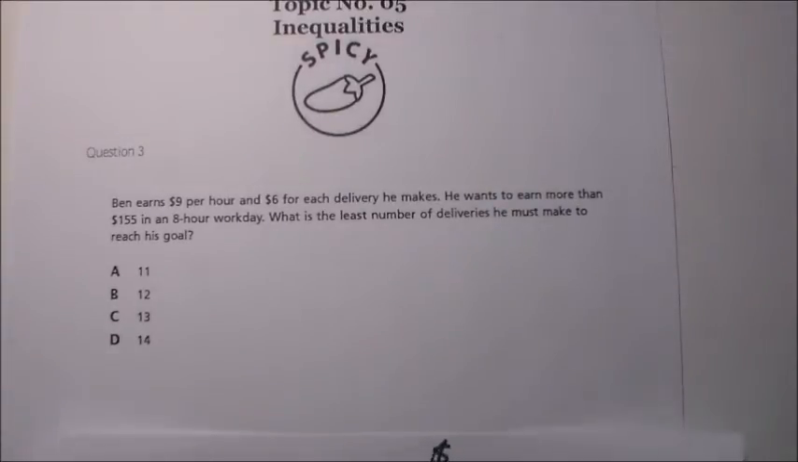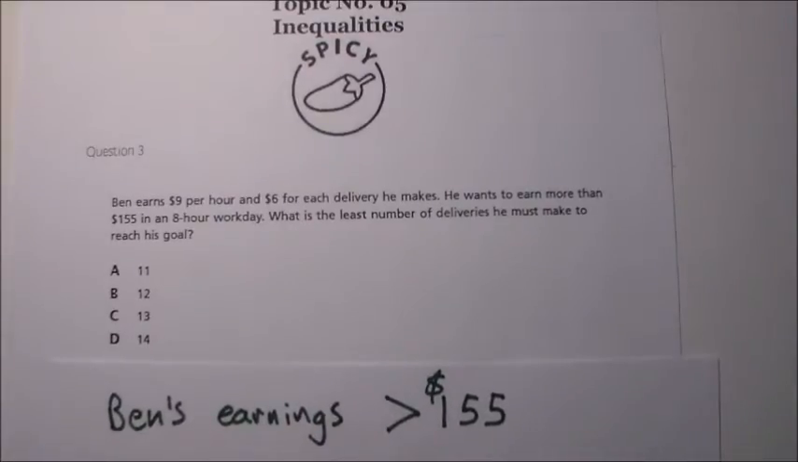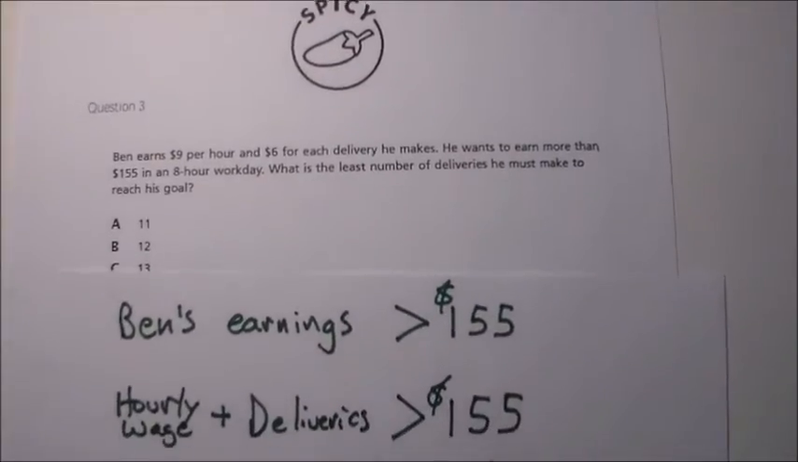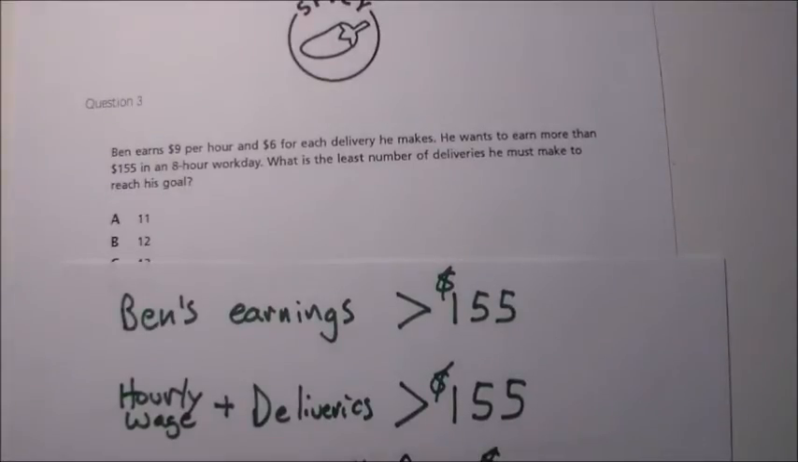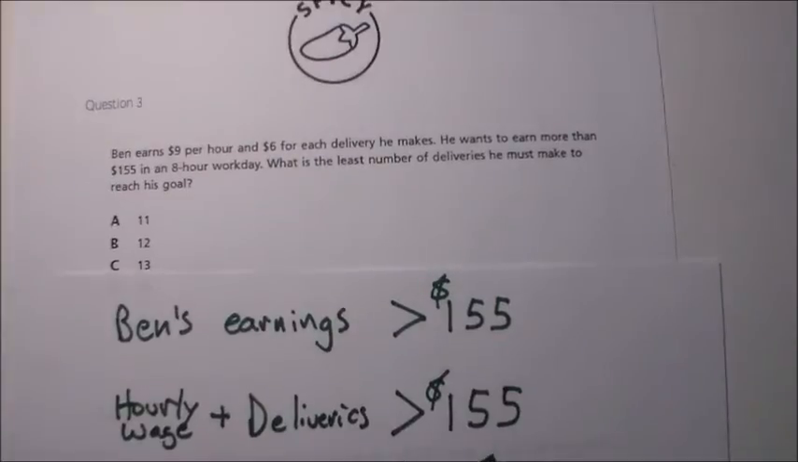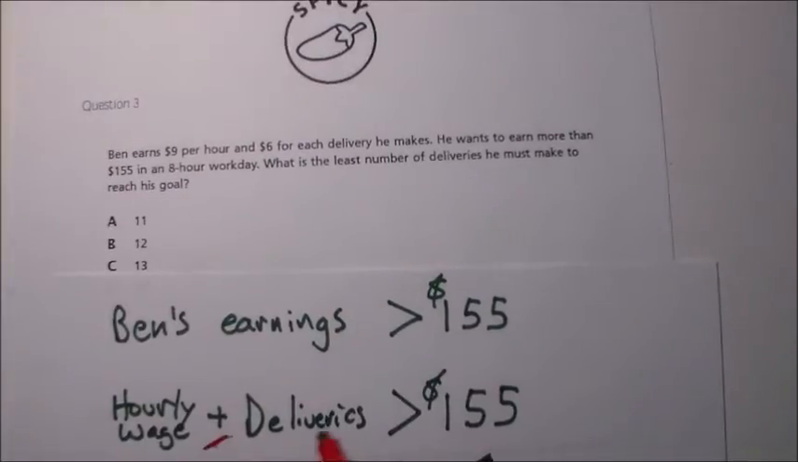Okay, so what do we have? We have Ben's earnings. He wants them to be greater. So this is the greater than sign, greater than $155. And what are Ben's earnings? It's hourly wages times the number of deliveries. No. Hourly wages plus the number of deliveries, right?